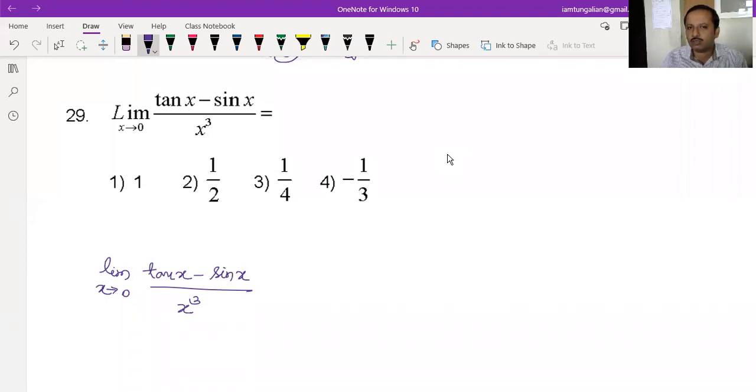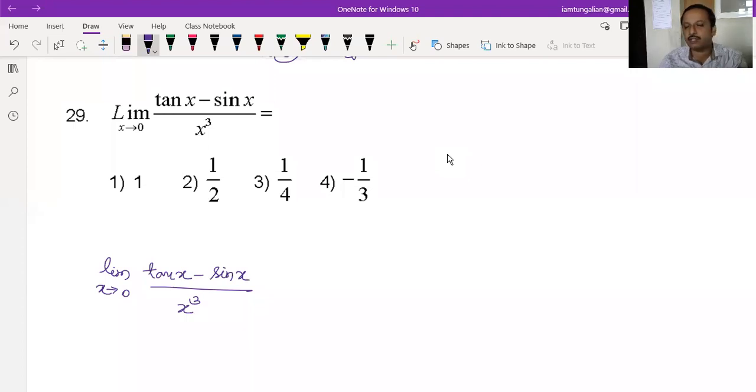Again, if you use L'Hospital's rule, that 3x square will now become 6x after differentiating. There also it will be 0. And again, if you differentiate, it will become 6. So if you want to stick to L'Hospital's rule, you will have to use it thrice, which is time consuming. So I would suggest another method for this problem. Using L'Hospital's rule thrice is nothing wrong in it. It is also correct, but it consumes more time. So I don't prefer that.